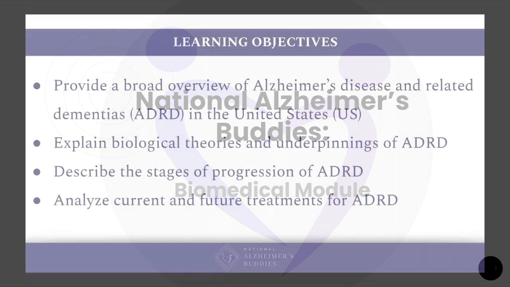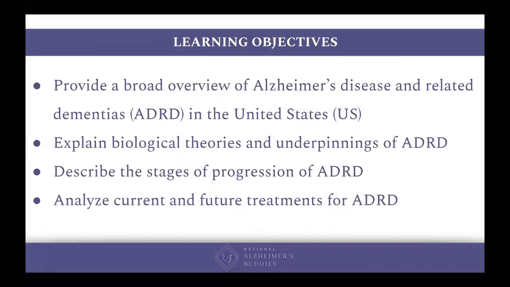The learning objectives of the biomedical module are the following. Provide a broad overview of Alzheimer's disease and related dementias in the United States. Explain biological theories and underpinnings of ADRD. Describe the stages of progression of ADRD. And analyze current and future treatments for ADRD.